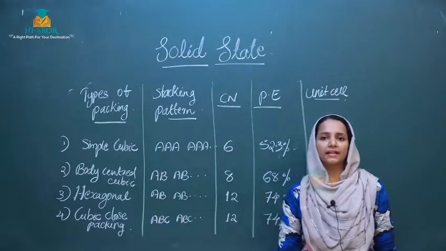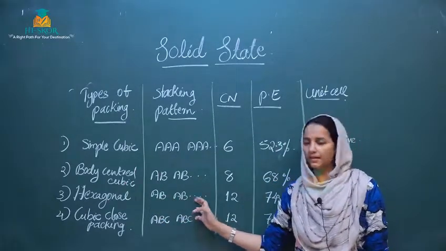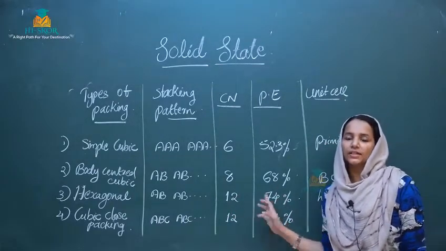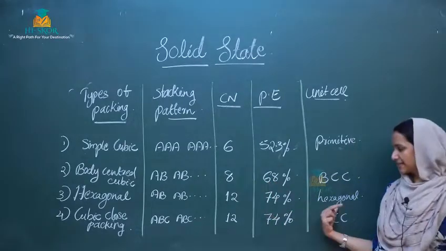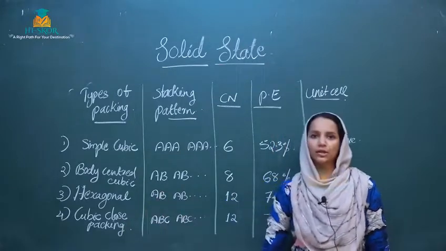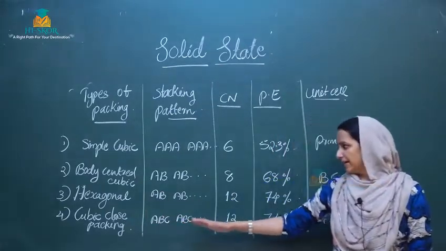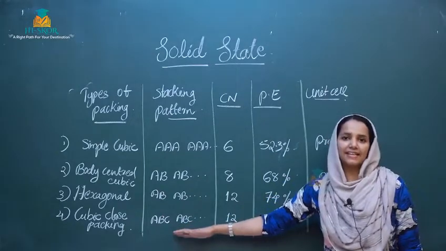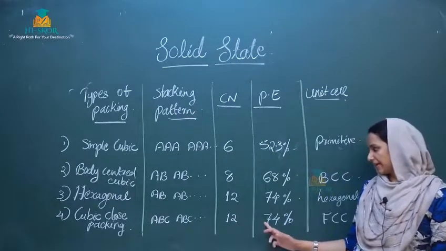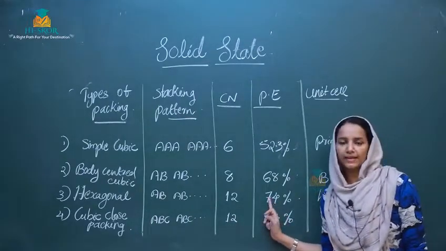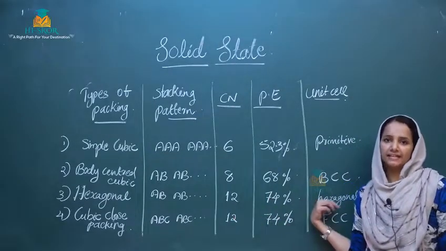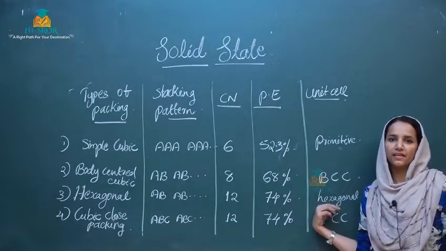What is the type of stacking? Here it is AB type, and here the coordination number is 12, packing efficiency is 74%, and what is the type of unit cell present here? Yes, hexagonal type, non-cubic hexagonal type. Okay. Then next is cubic close packing. Here the pattern we can call ABC type. Okay. And the coordination number is 12 here, packing efficiency same as that of hexagonal close packing, that is 74%, and what about the unit cell present here? This is face centered cubic unit cell, that is FCC unit cell.